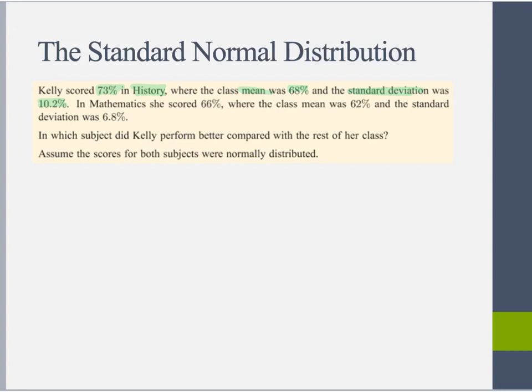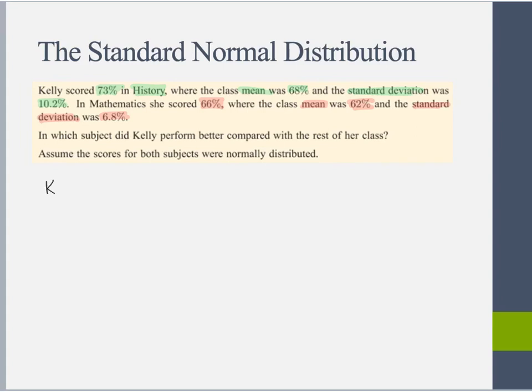In mathematics, however, she scored 66%, and the class mean was 62%, and the standard deviation was 6.8. So in which subject did Kelly perform better compared with the rest of her class, assuming the scores for both subjects were normally distributed? So what we need to do is find Kelly's z-scores.